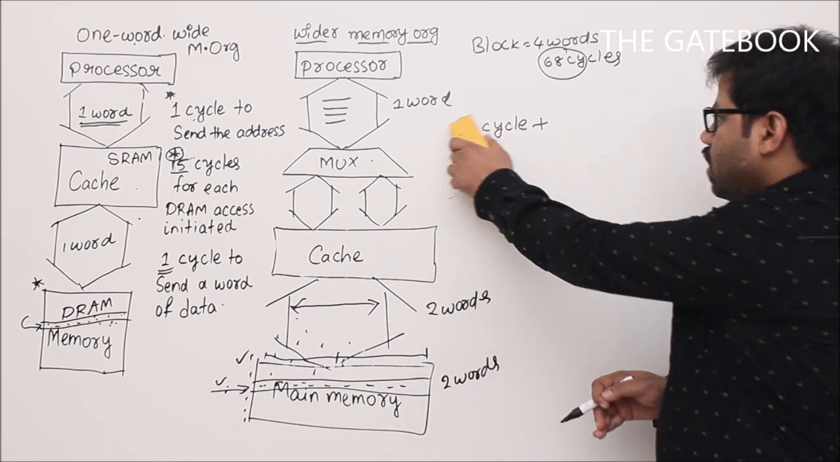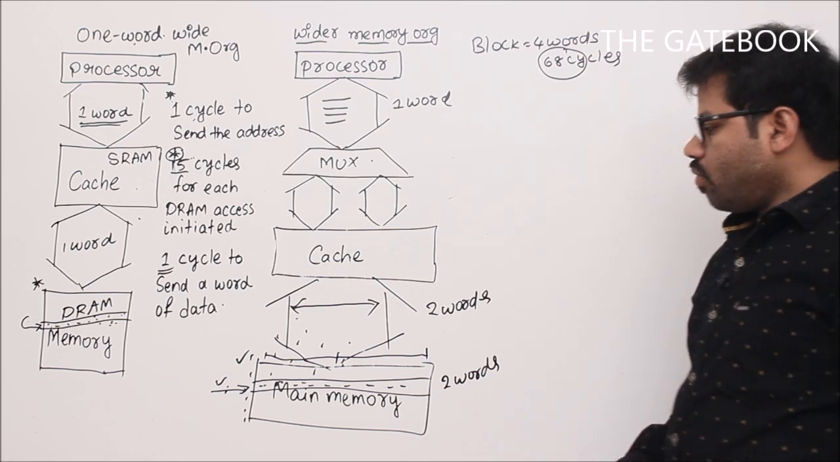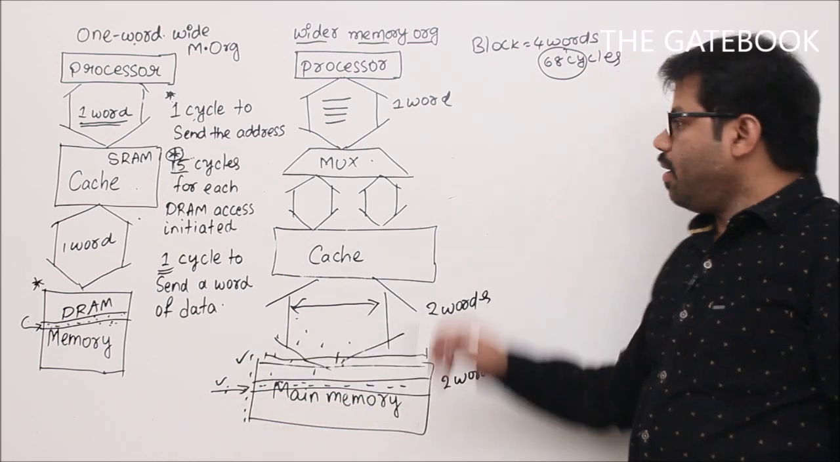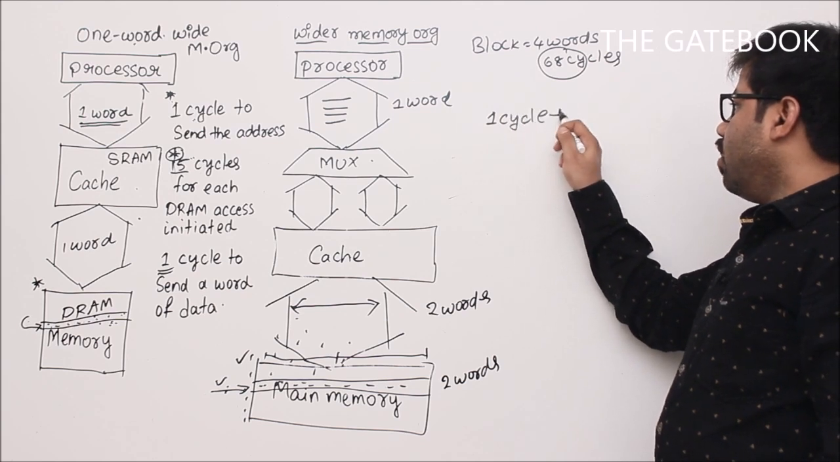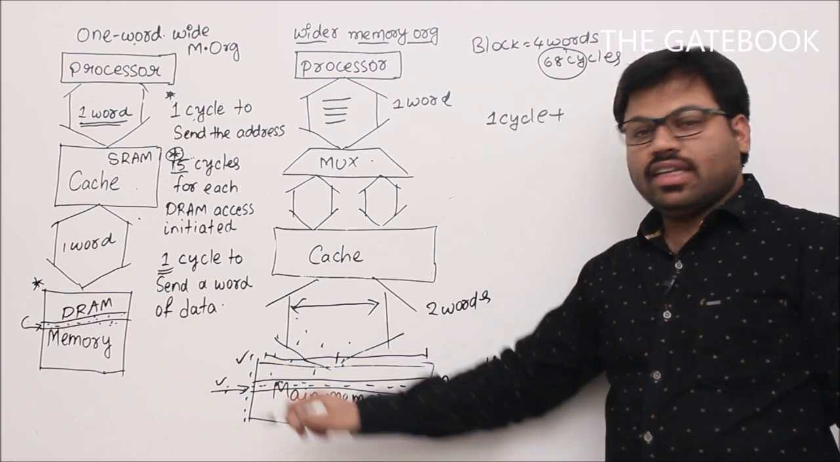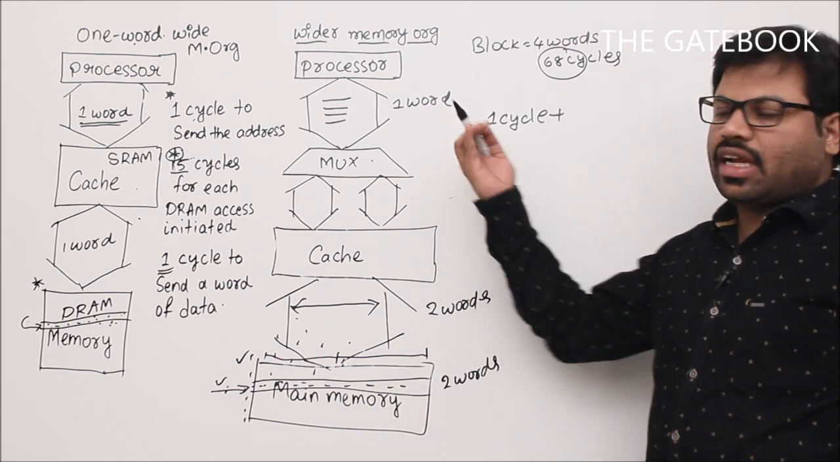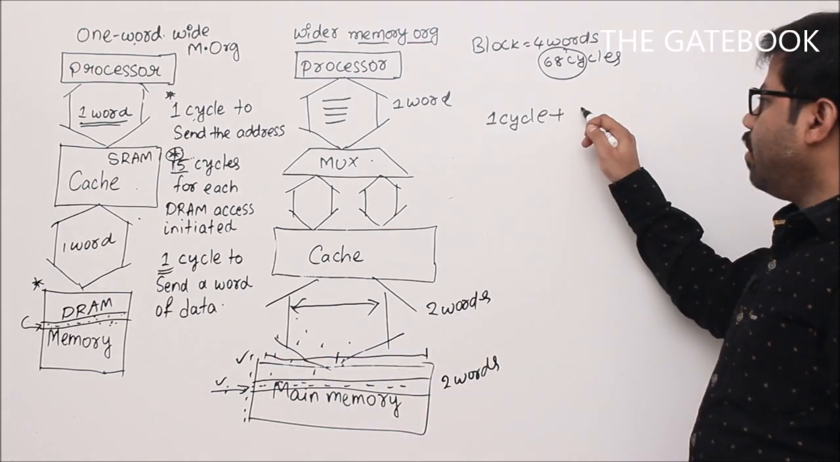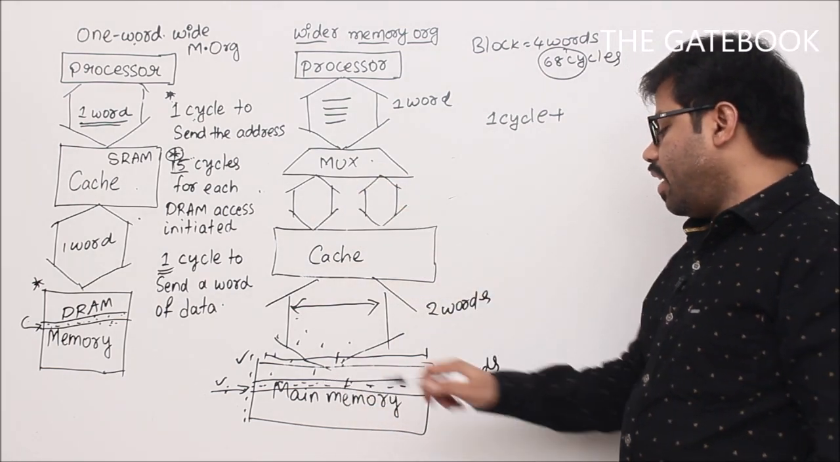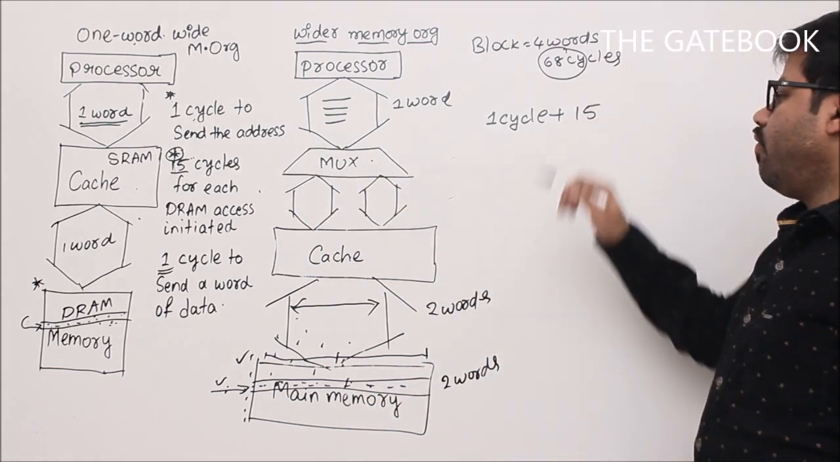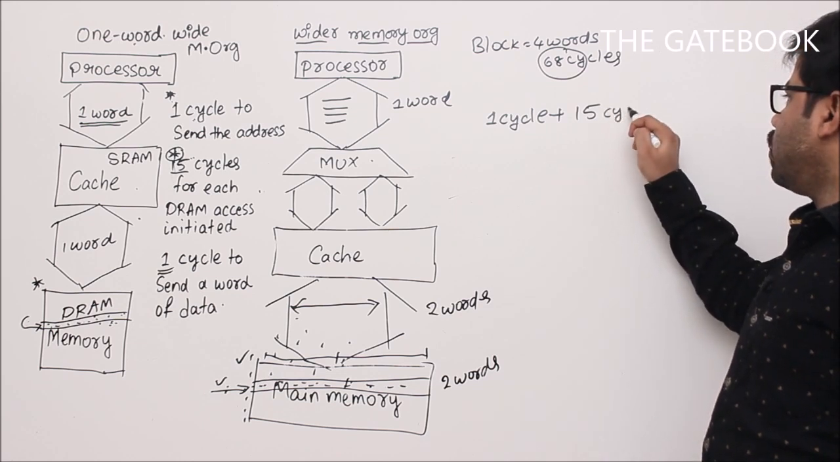Understand? Now we will see the total story. First initiate the address. Okay, it takes 1 cycle, and whenever you specify the address, there are 2 words, they will be transferred. So the transfer time will be, already we know that, right? Sorry, before that we have to initiate the DRAM. That takes again only 15 clock cycles. Okay, 15 cycles to initiate.